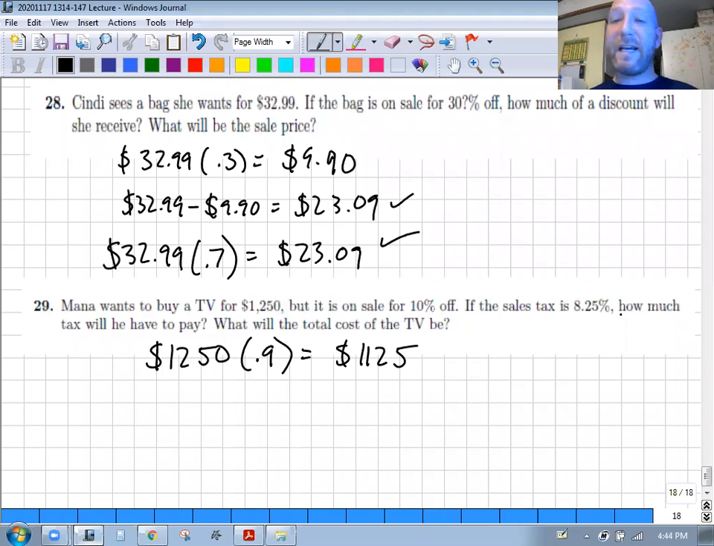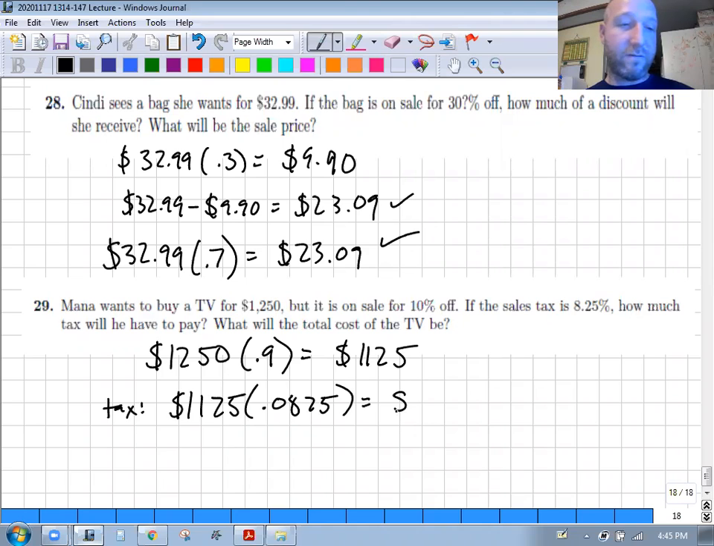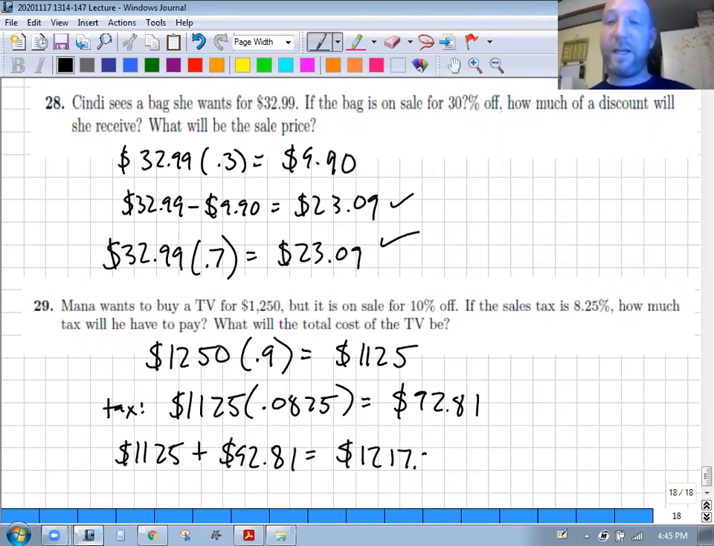But now we got to add tax, right? So the tax is this times 0.0825, right? Times 0.0825. That ain't right. 0.0825 times 11.25. Yeah, that's right. 0.93. That's the tax. So the total is the 11.25 plus the tax. All right, so plus 11.25. 12.18.